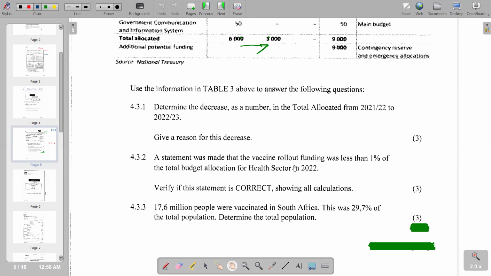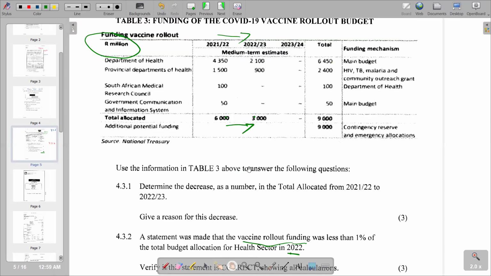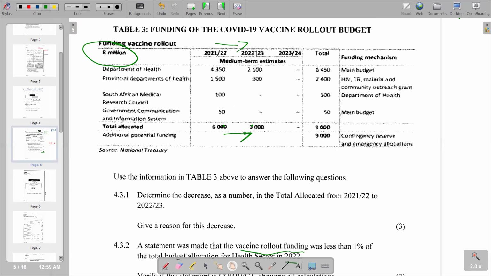So we are saying the vaccine rollout funding in 2022. We can just try to highlight vaccine rollout funding. And the year that we are going to be particular with is 2022. So we go there and try to identify it. This is going to be our numerator. You see that this is our 2022. We are seeing that our 2022 is being represented here.